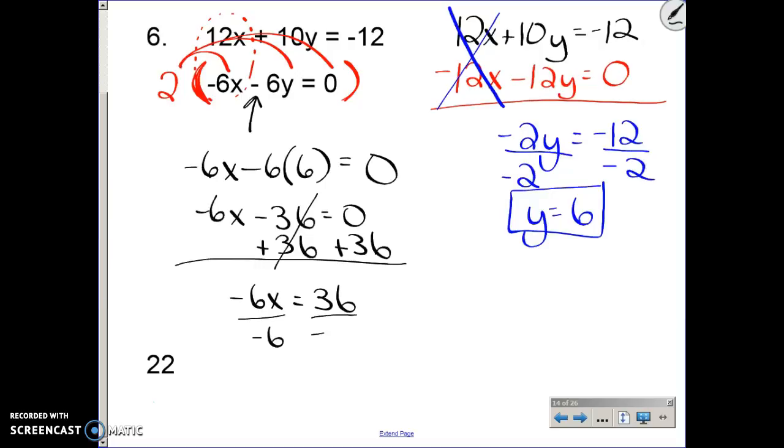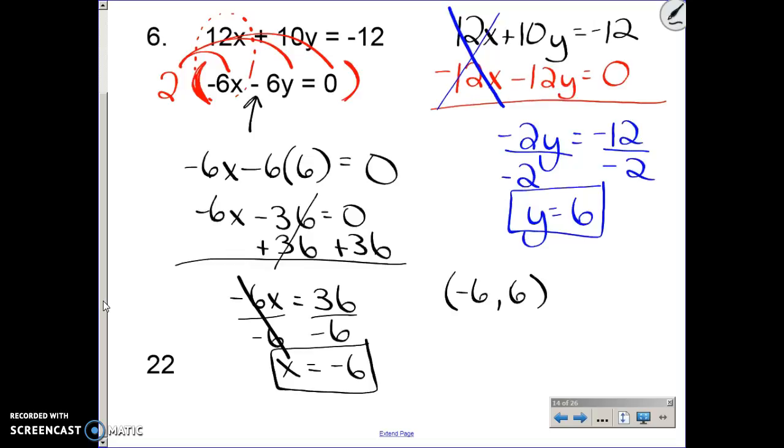Alright, and hopefully you were able to find this out all on your own, because you are fantastically awesome mathematicians. But if not, that is what you should have gotten. Remember to write it out as a coordinate, negative 6, comma, positive 6. A little cloud around it for the final answer. And if you really wanted to check and make sure you did it right, plug negative 6 and positive 6 in for x and y in your original. If it comes out to what it's supposed to, you did it correctly.